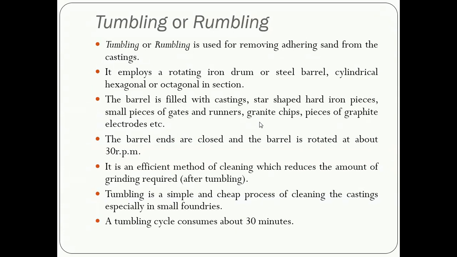Tumbling is a simple and cheap process for cleaning the surface of casting, especially in a small foundry. This requires 30 minutes. That means the steel barrel is rotated at 30 rpm for the next 30 minutes, so that the star shaped hard iron pieces, small pieces of gates and runners, graphite chips, pieces of graphite electrodes, everything produces a rubbing action on the surface of casting, and due to that rubbing action the surface of casting gets cleaned off. That is the use of the tumbling or rumbling process. This is a mechanical method to clean the surface of casting.